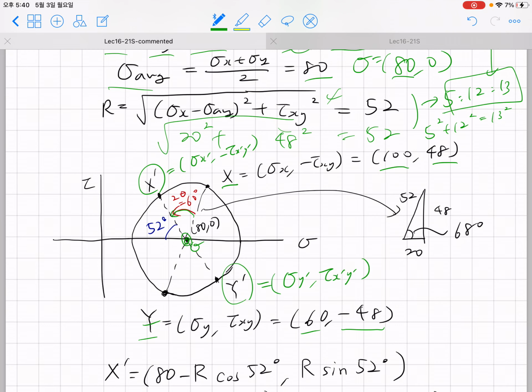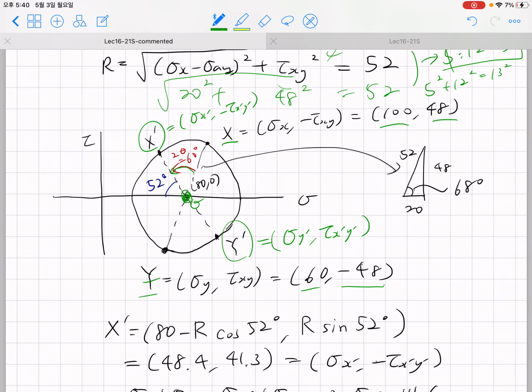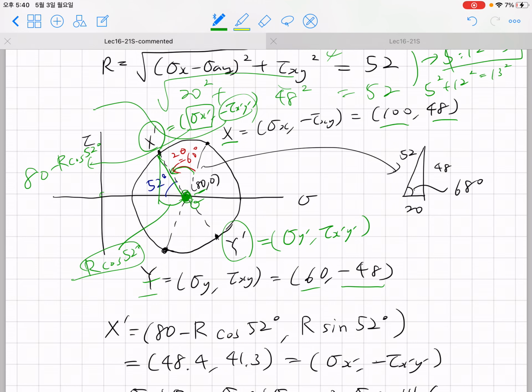And how can we find the readings? Yeah, from simple geometry. Okay, how can we do that? Yeah, we begin from 80 here. The horizontal component is 80 here, and you know the r. Okay, and if you subtract, this is r times cosine 52 degrees. Okay, so the reading sigma x prime must be 80 minus r cosine 52 degrees. And regarding the negative tau xy, negative tau x prime y prime is the same as r times sine 52 degrees. Yeah, that's negative tau x prime y prime.